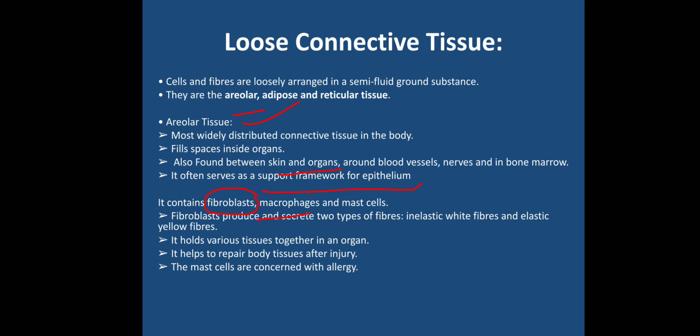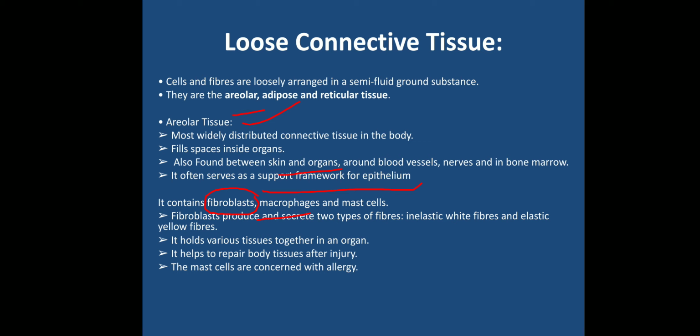So macrophages are a specific type of immune cell responsible for engulfment of any foreign particle which is coming inside the body. It contains the fibroblasts, the macrophages and the mast cells. These mast cells have a connection with the allergic response. When the body is affected by a specific foreign particle, it imparts an allergic response in the body, and this allergic response is mediated by mast cells, which will be discussed in class 12th. We will have a specific topic for that. Okay, so this was about the areolar tissue.